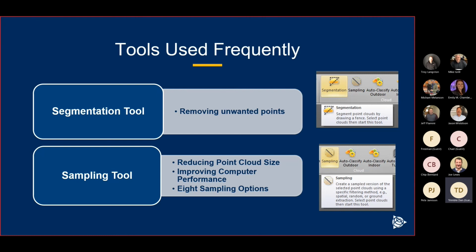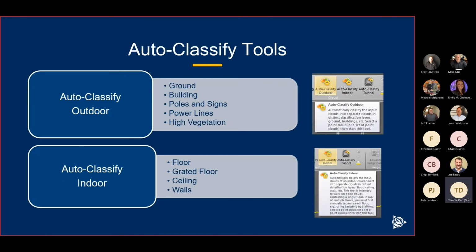Sampling is a big tool as well, so it reduces your point cloud size. And it also helps your computer out when you have a reduced point cloud, when you're working on a road or a wall face. You can reduce the size, and graphics cards, all that stuff, like that performance. And then we also have eight different sampling options: ground extraction indoor, floor indoor, ground, spatial, random. So we have many different options. And then the auto classify tools, just to let you know, they're in there.